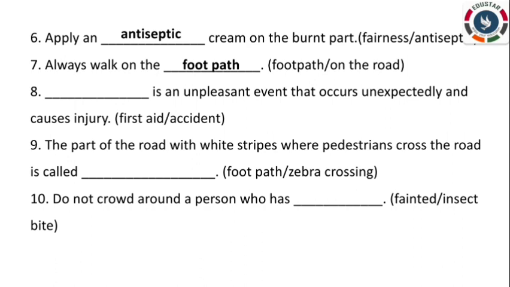Dash is an unpleasant event that occurs unexpectedly and causes injury. It is called an accident. The part of the road with white stripes where pedestrians cross the road is called footpath or zebra crossing. It is called zebra crossing. Do not crowd around a person who has fainted or insect bite. Do not crowd around a person who has fainted.